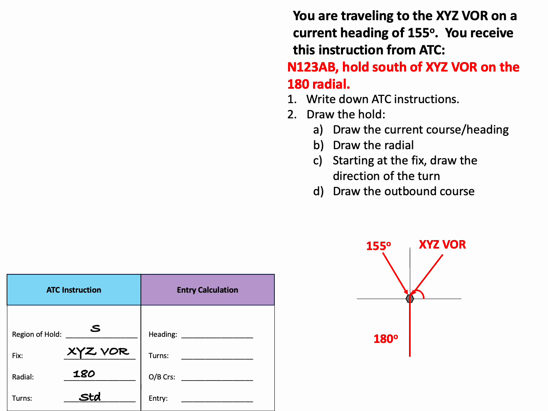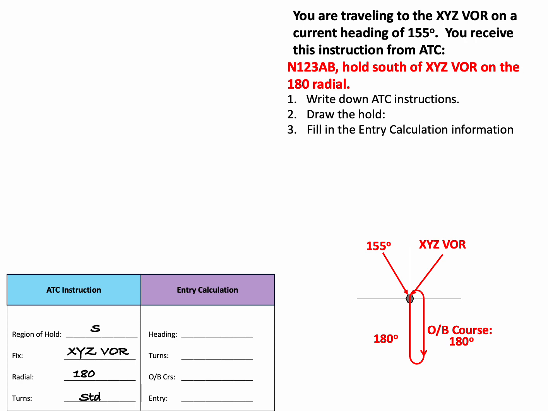From the end of the turn, draw and label the outbound course. And finally, draw the circle that completes the holding pattern. With that complete, use the information on your diagram to fill in the entry calculation information. Heading we know is 155. Turns are right turns, and outbound course is 180.